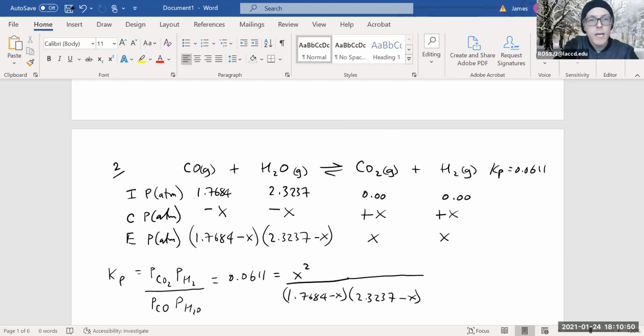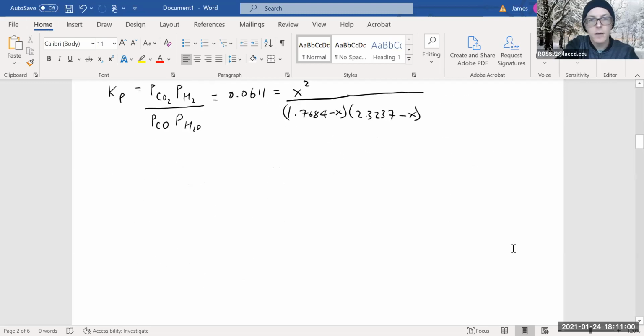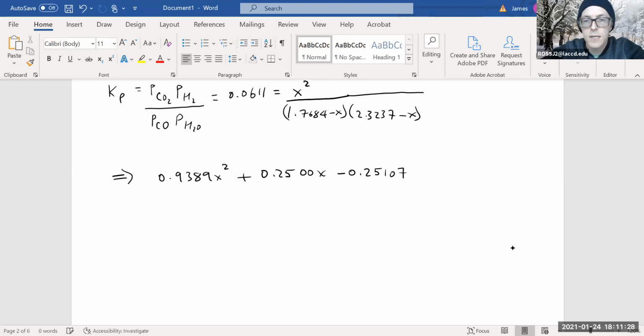Okay. We know from the initial question that we want to get this in square form, so we can use the quadratic. So let's go ahead and do that. So we've got 0.9389 x squared plus 0.2500x minus 0.25107. Again, no adherence to sig figs here, I'm not really paying attention. But this is our ax squared plus bx plus c is 0 form of the equation.